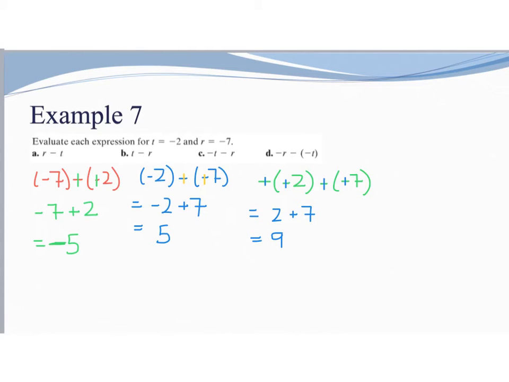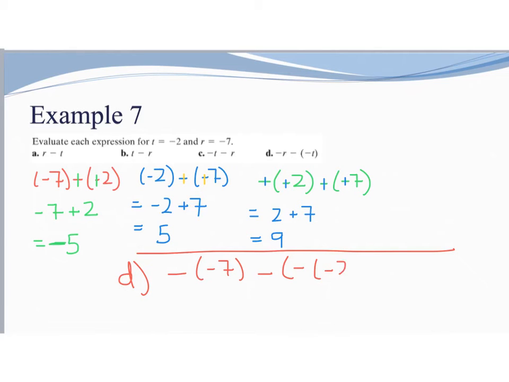And then for part D I'm going to just do down here. So I really have negative r, or negative 7. And again, this is part D down here. And then I'm going to subtract a negative, and that's a negative t inside the parentheses, so that's a negative 2.